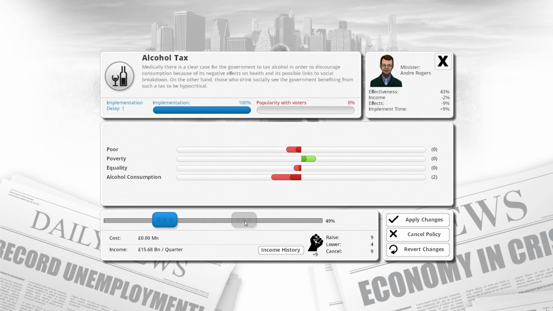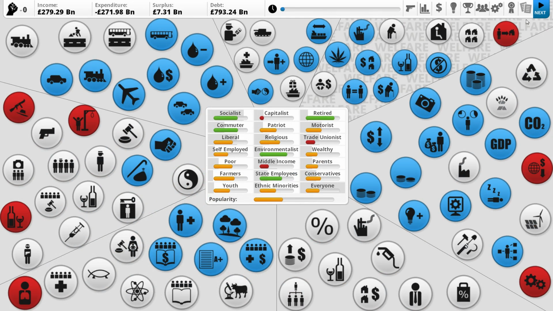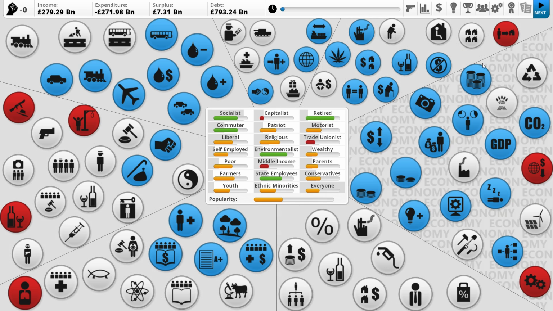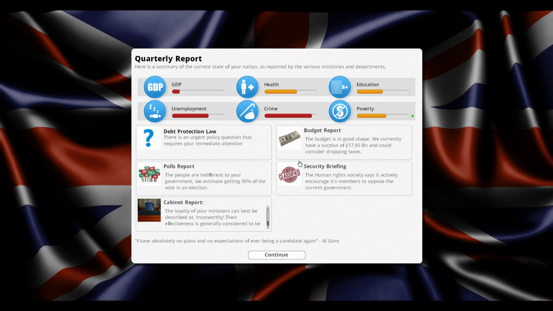What if we do it at 50%? Oh my god, I don't want to live here. Apply changes. Well, when we are out of political capital, that's the only thing we can do right now, except for check all the charts, if you like that. And this is the end of our turn here. You can see all the things that are happening in the meantime.